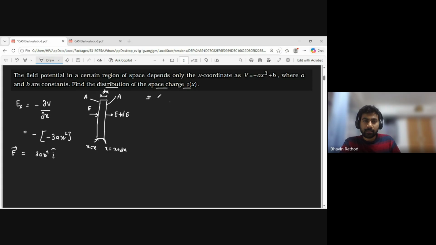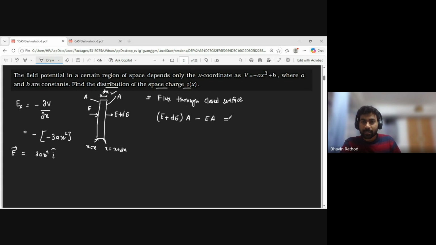Now we can think about the flux through this closed surface. By closed surface I mean a cuboid with very small thickness like that. The flux exiting from the surface is (E plus dE) into A, and the flux entering is E into A. So this will be the net flux through this closed surface.